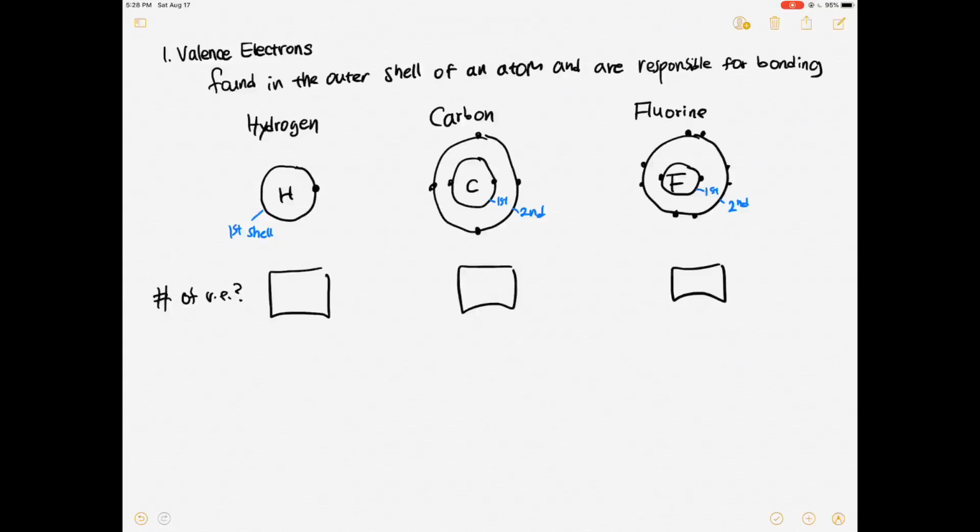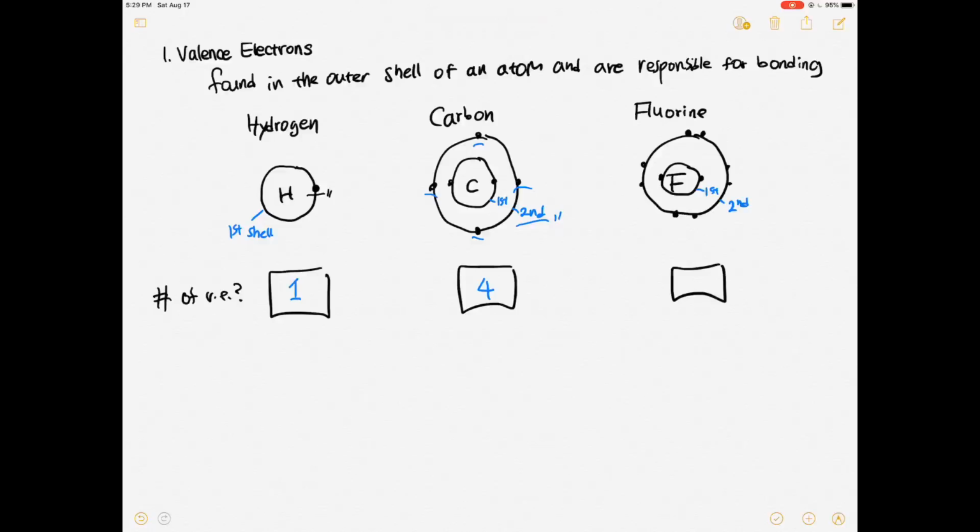Cool. So for hydrogen, we count the electrons in the outermost shell, right? There's only one shell anyway, so there's only one electron. So your answer for hydrogen is 1 valence electron. And for carbon, we count the electrons in the outer shell, the second shell. How many is there? 1, 2, 3, 4. So 4 valence electrons.